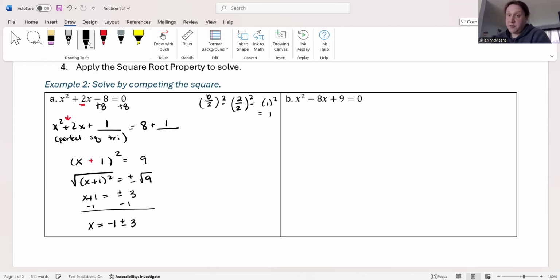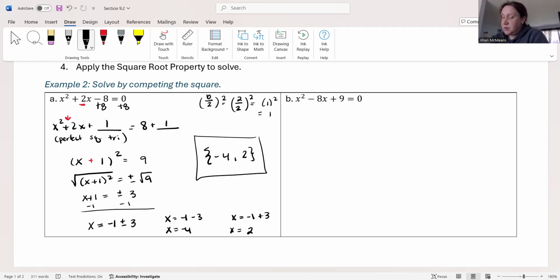And then I need to simplify. So we're not done quite yet. x is equal to negative 1 minus 3, and x is equal to negative 1 plus 3. So you need to go ahead and figure out that plus minus situation. Well, negative 1 minus 3 is negative 4, and negative 1 plus 3 is 2. So we would say the solutions to this quadratic are negative 4 and 2.